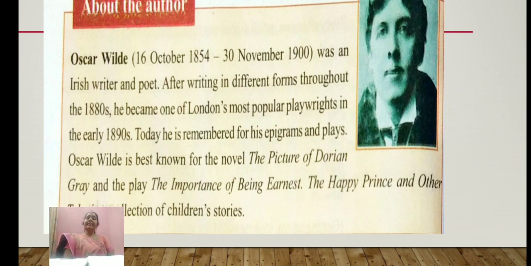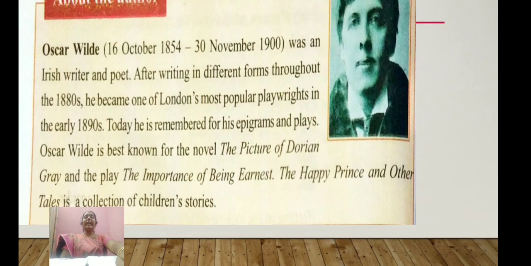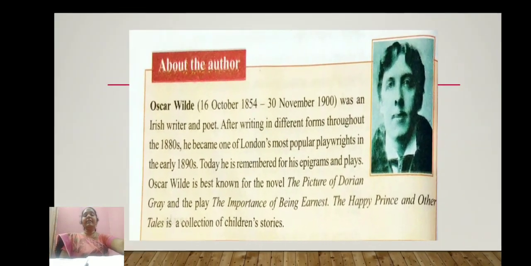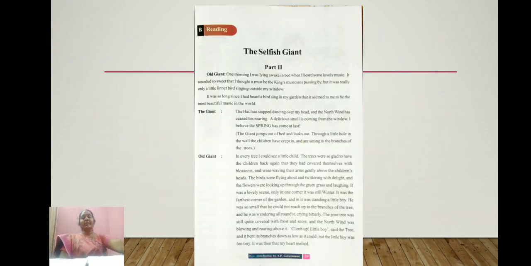After writing in different forms throughout the 1880s, he became one of London's most popular playwrights in the early 1890s. Today he is remarkable for his epigrams and plays. Oscar Wilde is best known for the novel The Picture of Dorian Gray and the play The Importance of Being Earnest. The Happy Prince and Other Tales is a collection of children's stories. That is about the author.